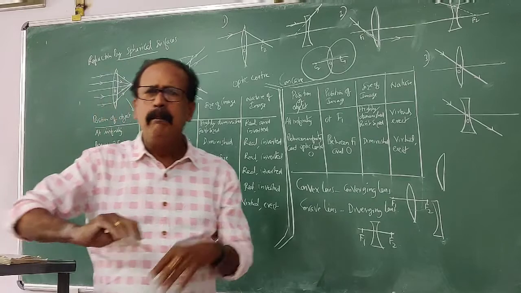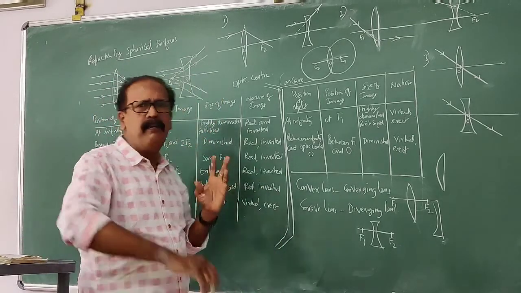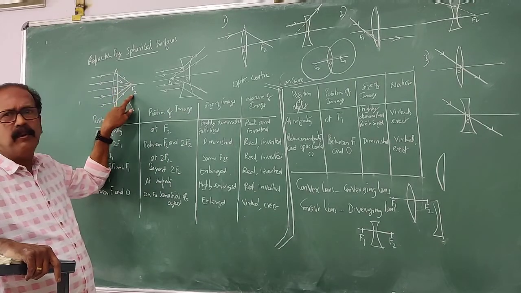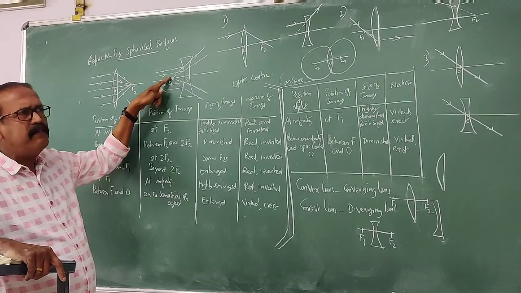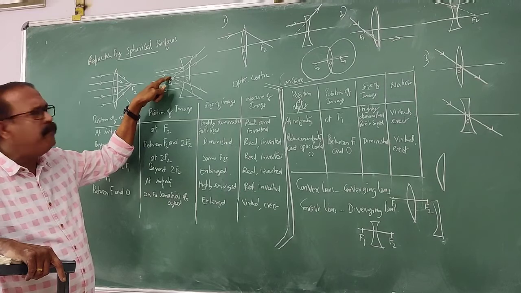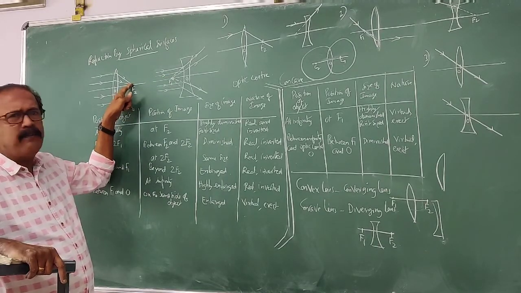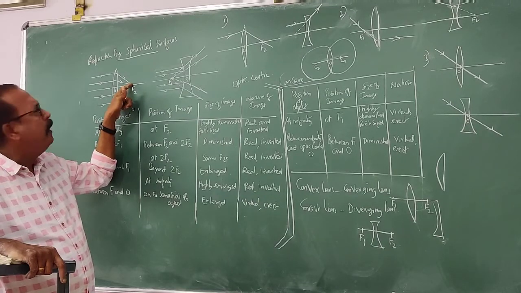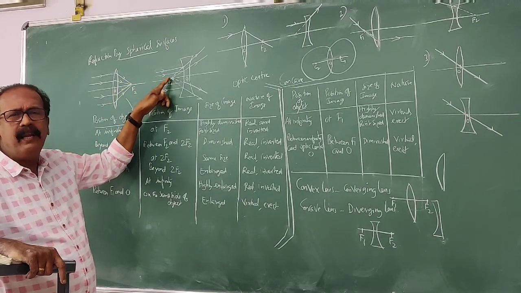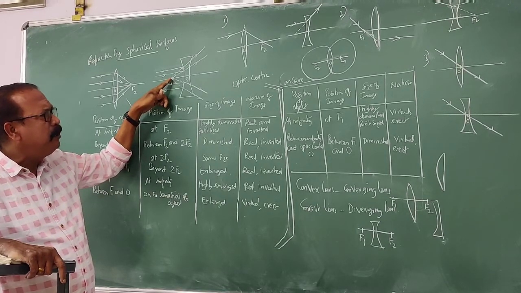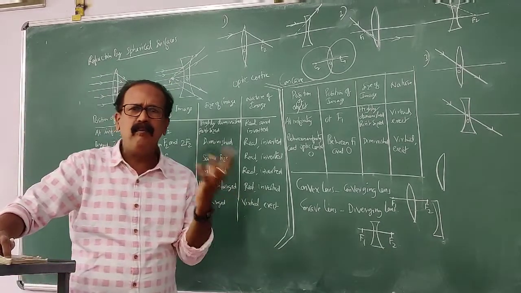You need not worry. By using sign conventions, we always concentrate on the right focus of the convex lens, F2, and the left focus of the concave lens, F1. This will be mentioned in future. So you need not worry about what is F1 and what is F2.